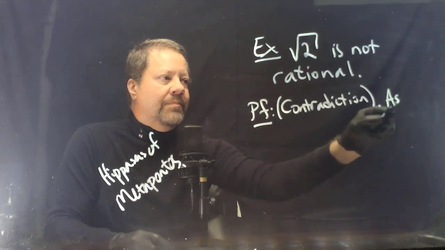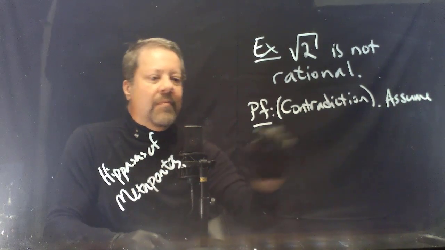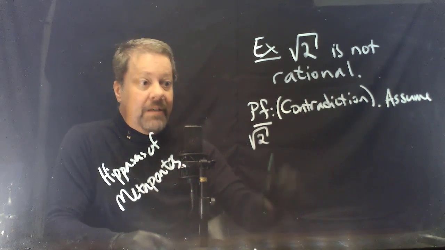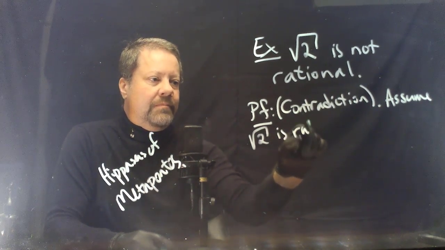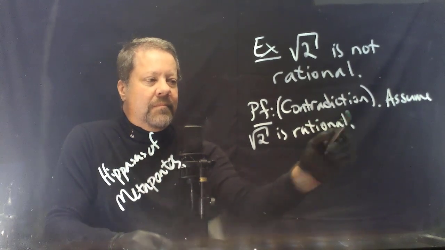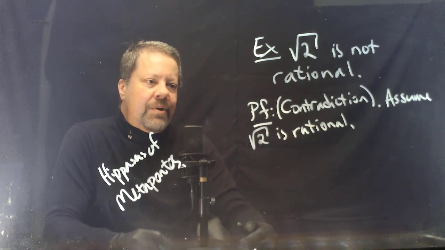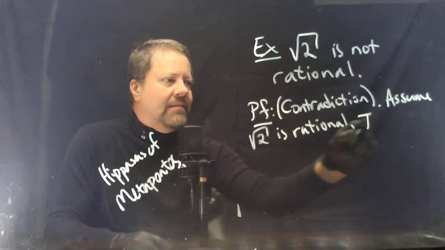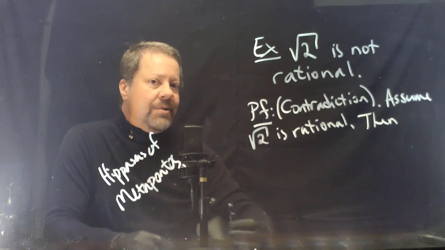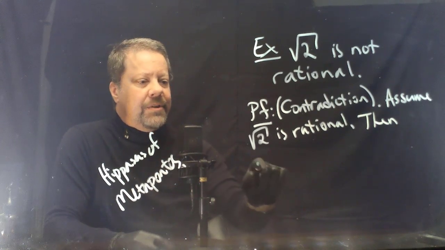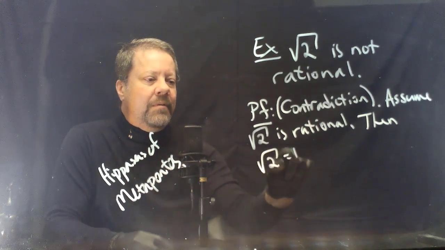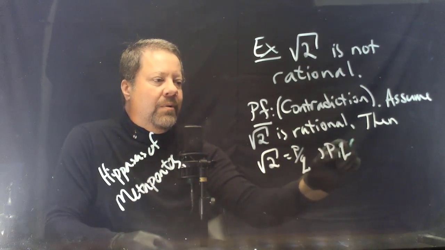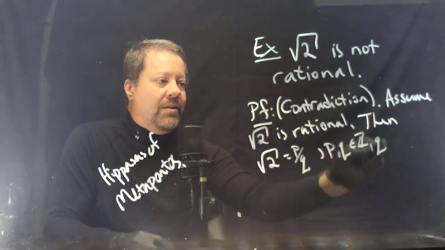We'll assume the opposite of being not rational, which would be rational. So that's the opposite of the conclusion that we're trying to make. The square root of 2 is rational. What does that mean? Well, rational numbers are numbers that can be expressed as the ratio of two integers. P and Q are elements of the set of integers, and Q is not 0.